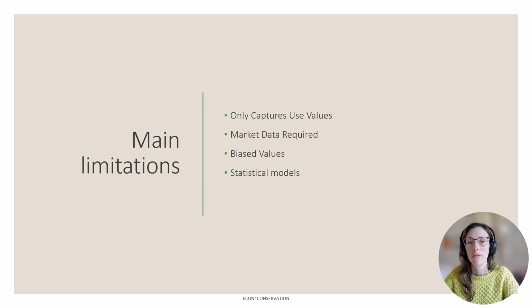As we deal with surveys and statistical models here, the estimates might be biased for several reasons, such as rationality bias, omitted variable bias, and measurement error. So you have to be careful when running your regression. And the last main limitation I would say is related to the previous one, statistical models. Both the hedonic pricing and the travel cost method require using statistical models to conduct evaluation. So you need to have some statistical knowledge to conduct the evaluation in these cases.